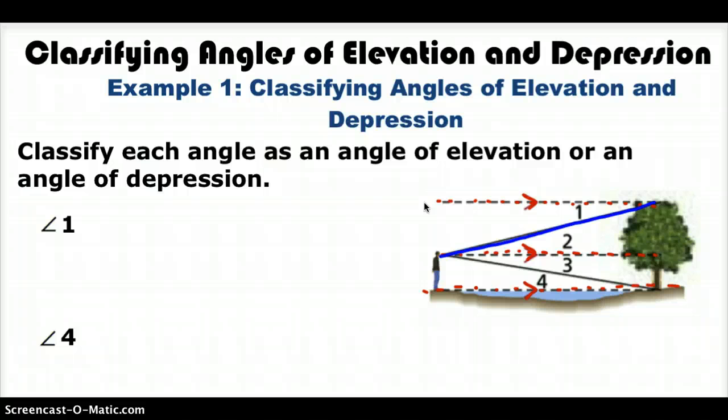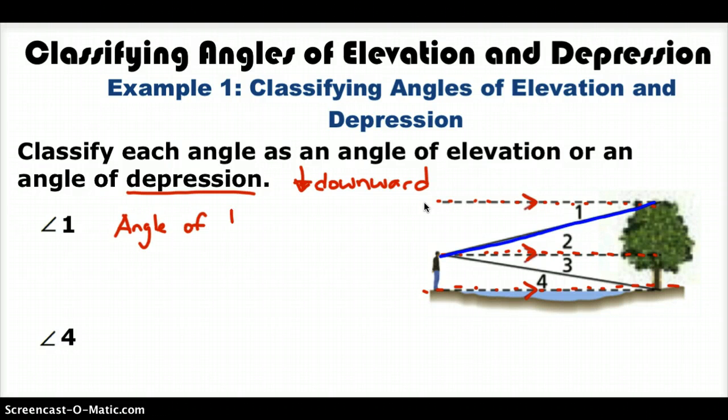And since it goes downward, when you see the word depression, I want us to think downward. So those D's, that alliteration as you talk about in English class, depression, downward. So basically we're going to say that angle 1 is an angle of depression, because it goes from that horizontal line and it goes downward from there.